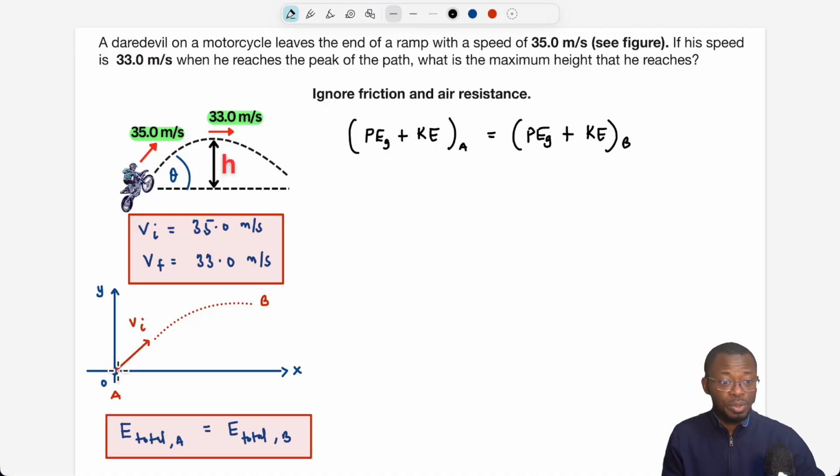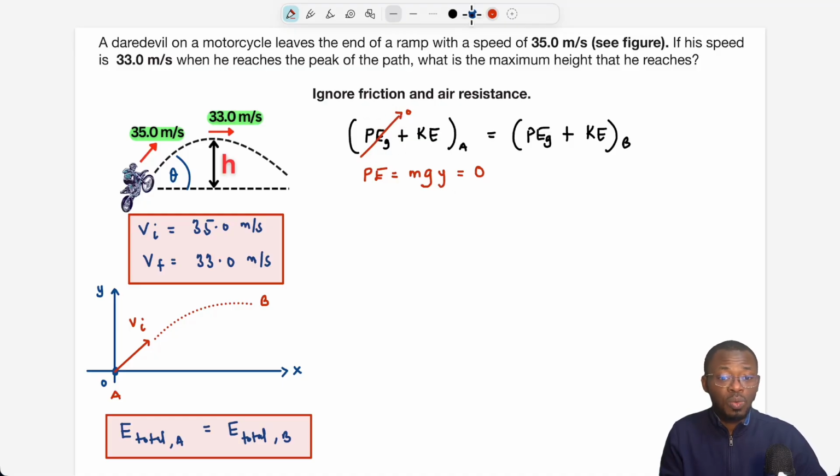So his vertical position at point A is going to be 0. And that also means the potential energy at that point is going to be 0, because potential energy is nothing but the mass of the motorcyclist plus the motorcycle, times acceleration due to gravity, times the vertical position, y. In this case, y is 0, so the potential energy at point A goes to 0. Now we have simplified the problem by just eliminating one term for the potential energy at point A.